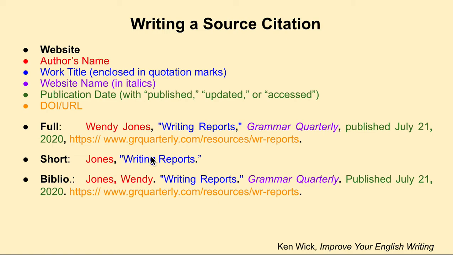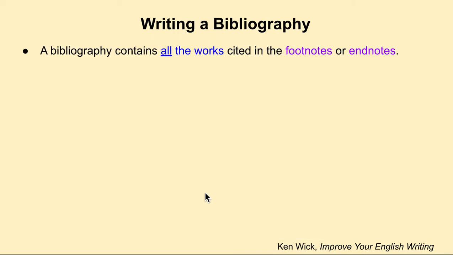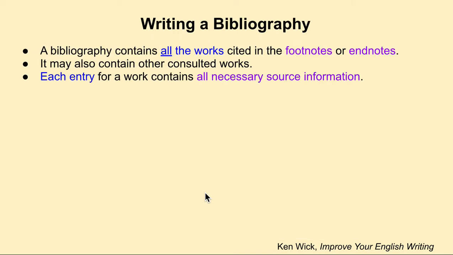Notice Jones, Writing Systems. That's enough to find Jones in the bibliography, and the article title here. Then you're able to look up all this other information. So if you're writing a bibliography, it contains all the consulted works, and each entry, because the footnotes were just shortened citations which point to the bibliography, contains all the necessary source information.